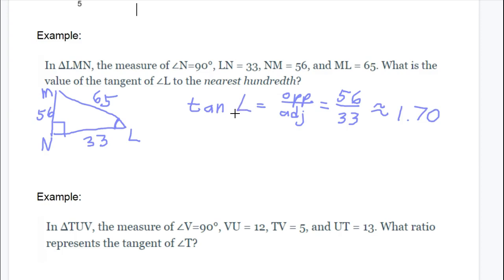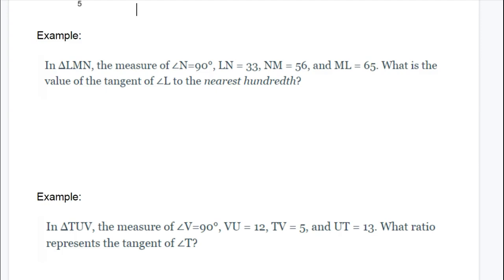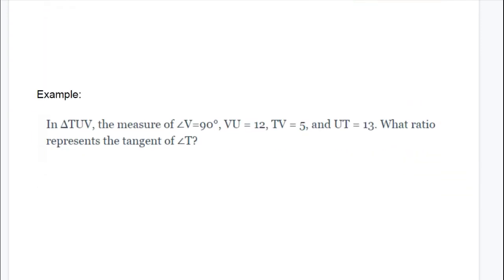Let's take a look at one more example. Last example here. In triangle TUV, the measure of angle V is 90, VU is 12, TV is 5, and UT is 13. It wants to know the ratio of tangent T. So, I draw my triangle here. I'm going to call that my 90-degree angle. If that's my 90-degree angle, that's going to be V. I also have U, and I have T.